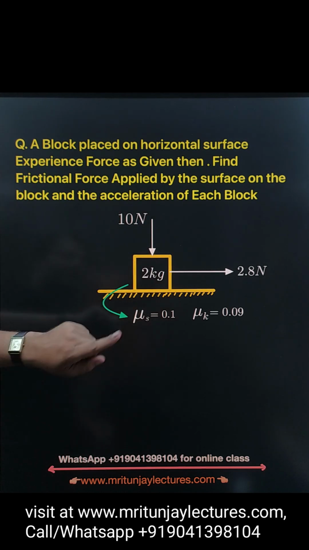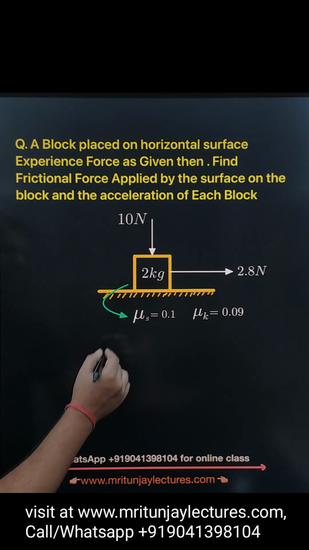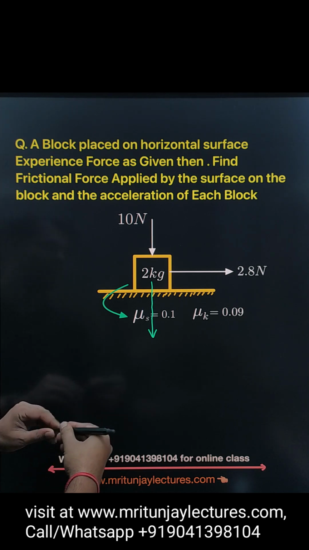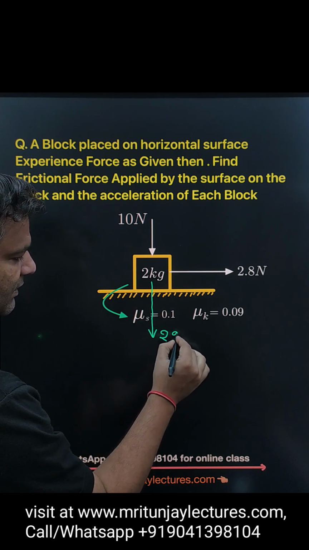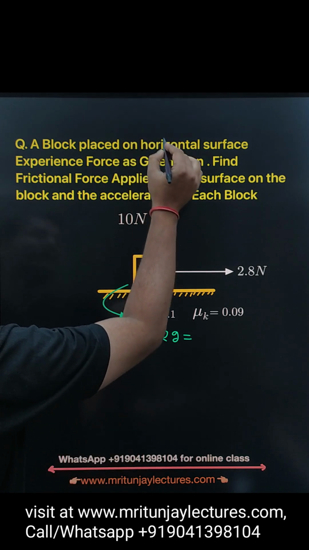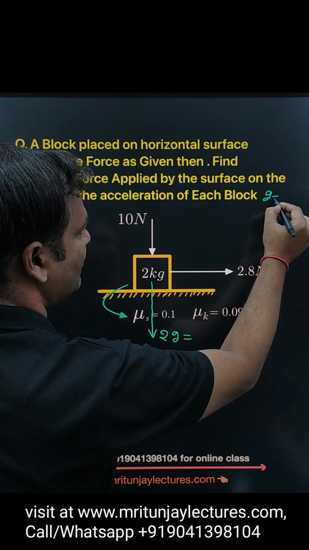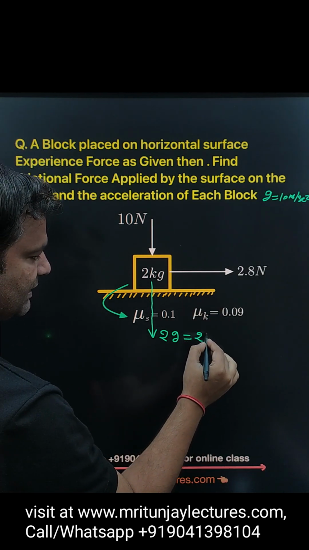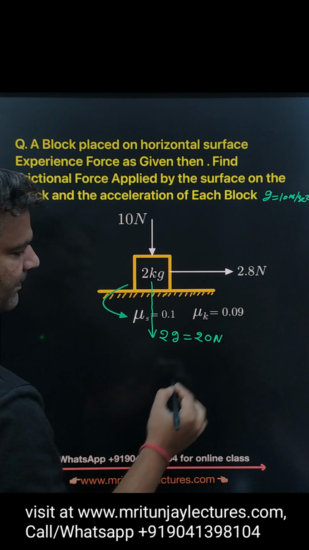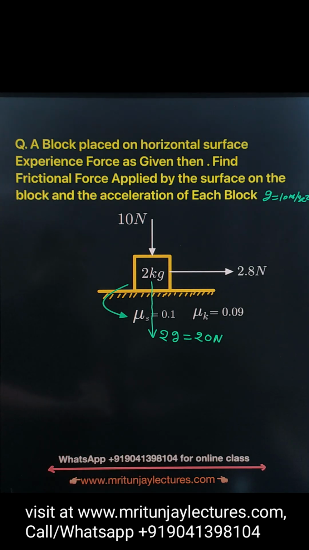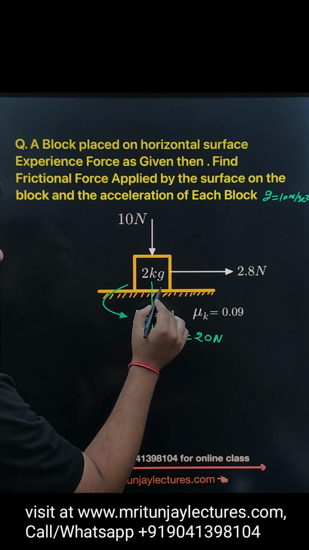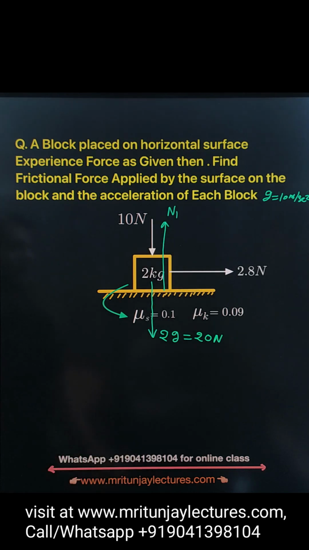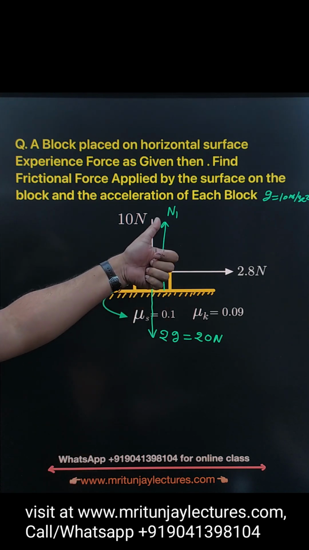First of all, make a free body diagram of that block. mg always works downward, that is 2 into g. For simplicity, I have taken g equal to 10 meter per second square. Then 2 into 10 is 20 Newton. Now the normal force applied by the surface on the block, that is N1, is always perpendicular to the surface, represented like that.